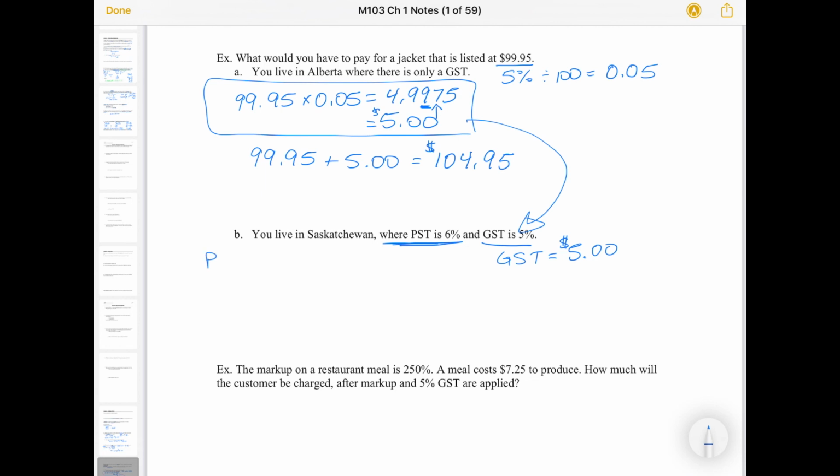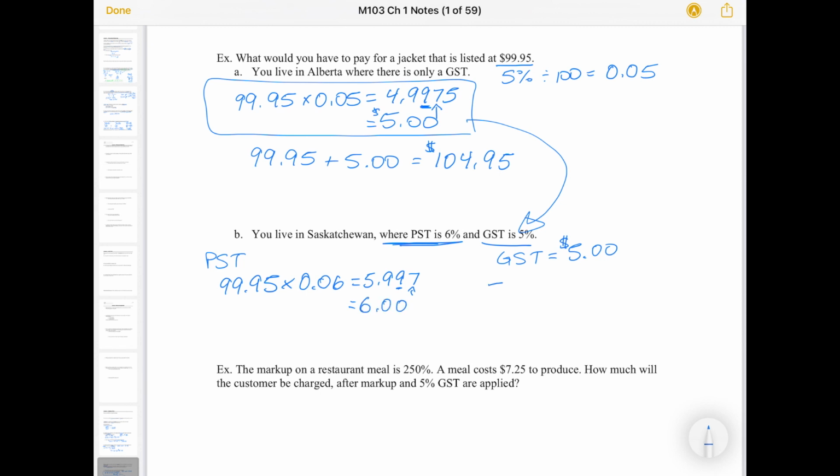Let's do our PST now. So it's going to be 99.95 times 0.06, which is 5.997. Now again, we have this funny rounding issue. So it's going to end up being $6.